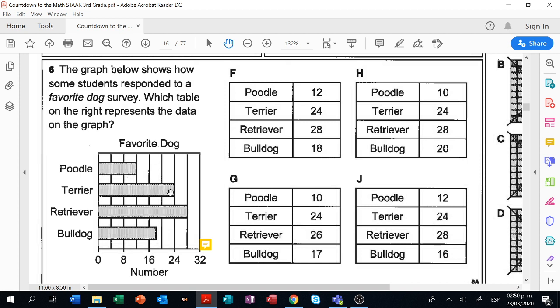For terrier we have 24. That one is very clear because it's exactly where the number is. The retriever, again, there should be a 28 right here on your paper. And a bulldog, oh, this one is tricky.